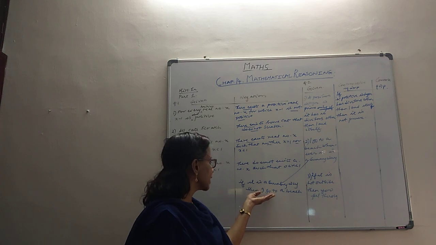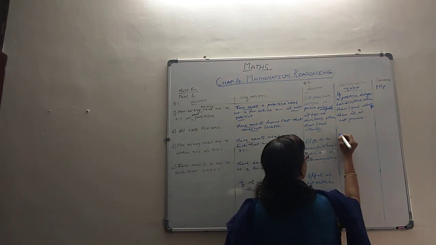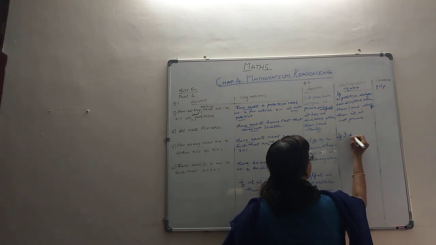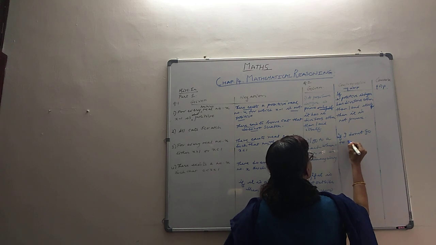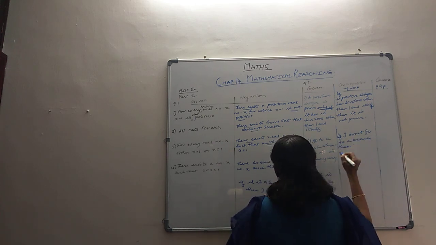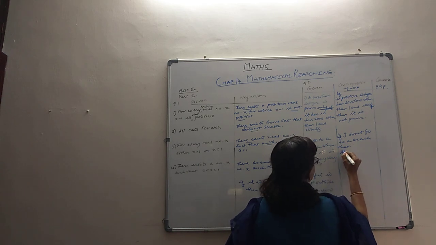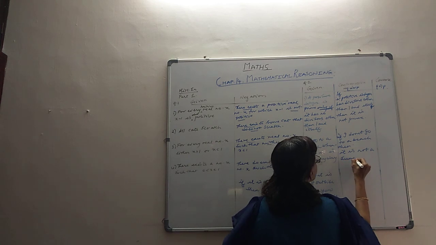So we know that the negative of this implies the negative of this. So if I do not go to a beach, then it is not a sunny day.